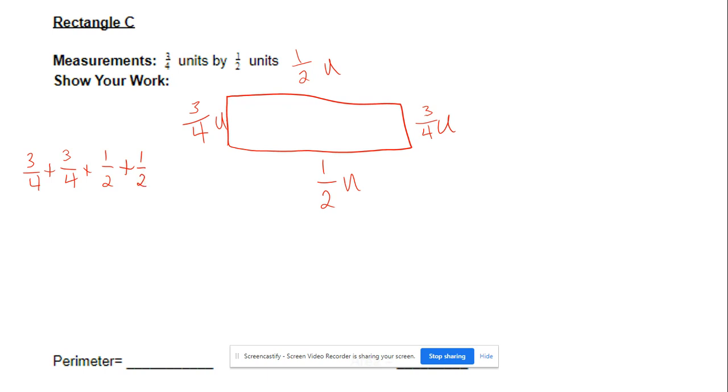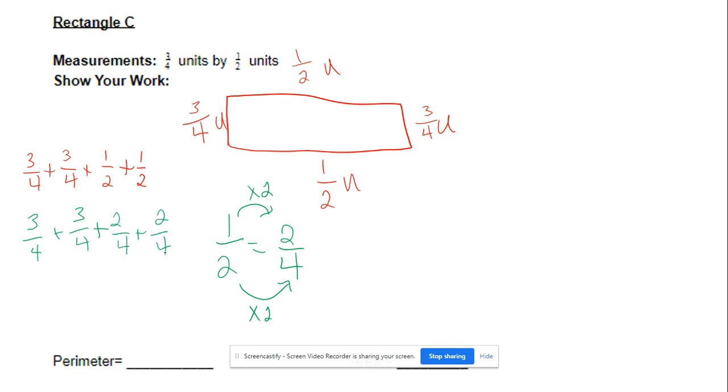Remember, when we're adding fractions, we need to have common denominators. So we need to create equivalent fractions. 1/2 has to be rewritten so it has a denominator of 4. 2 times 2 is 4. So 1 times 2 is 2. Wherever we see 1/2, we're going to write 2/4. So we have 3/4 plus 3/4 plus 2/4 plus 2/4. Now we have common denominators, we can add. 3/4 plus 3/4 is 6/4, plus 2/4 is 8/4, plus 2/4 is 10/4.